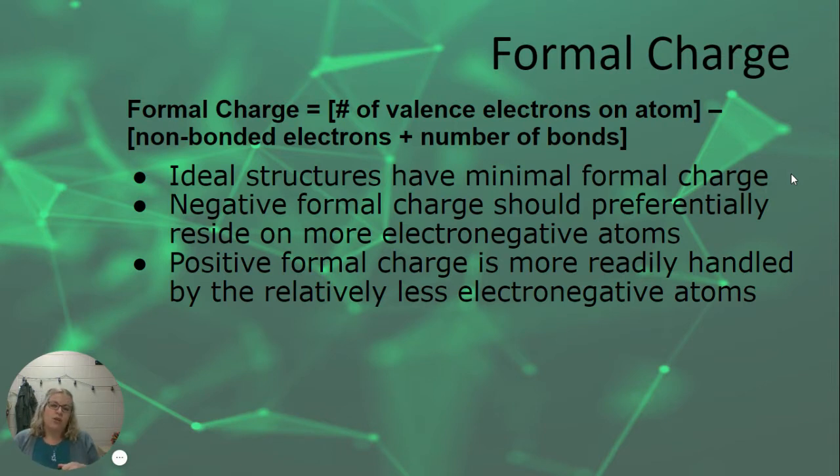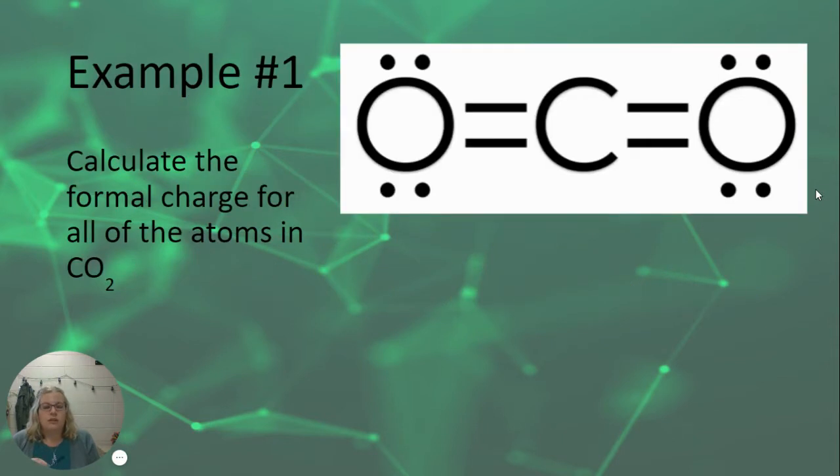Negative formal charges should be sitting on elements that have higher electronegativity values, and positive formal charges should be able to sit on things that have less electronegativity. So things that don't want those electrons. If you remember, electronegativity is the willingness for an element to pull electrons towards itself in a bond. So we just want the electrons to be on things that want the electrons. Hopefully that makes sense. Okay, so here is our first example.